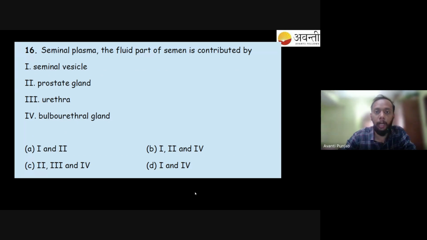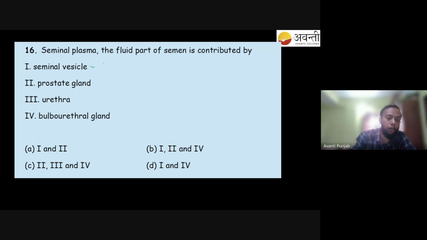Seminal plasma, the fluid part of the semen, is contributed by whom? So you have these 4 options, 4 statements, 4 options. You have to tell them कि कौन इनमें से आपका help करता है ultimately seminal plasma बनाने में. Okay, so people have started answering. Ludhiana has given me answer. Chalinder has given me answer. बाकी लोग, it is going to be your option B, right?